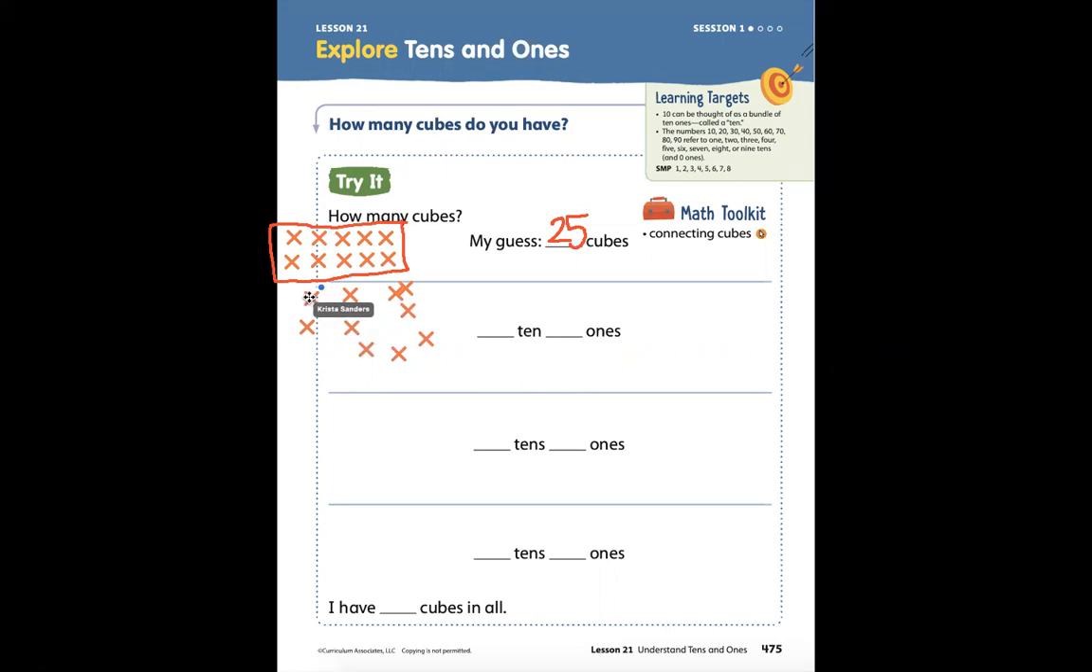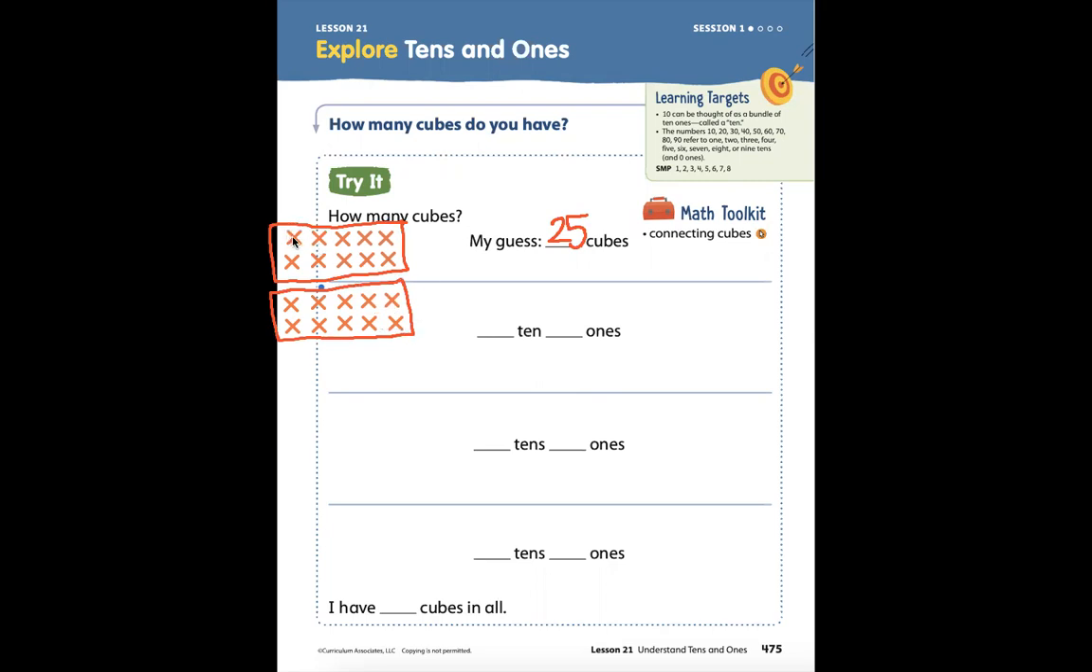I'm going to move these X's, 1, 2, 3, 4, 5, 6, 7, 8, 9, 10. So here I actually made another group of 10. So I'm going to put another box around my group of X's. So how many 10s do I have?